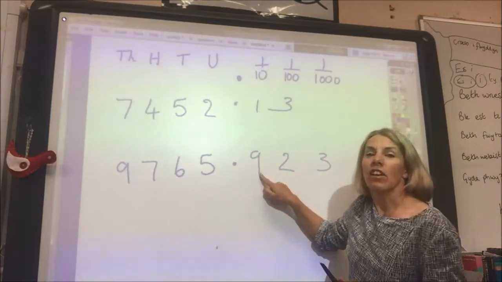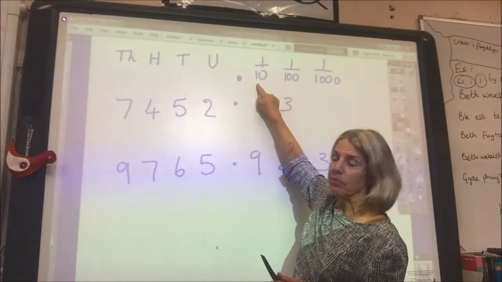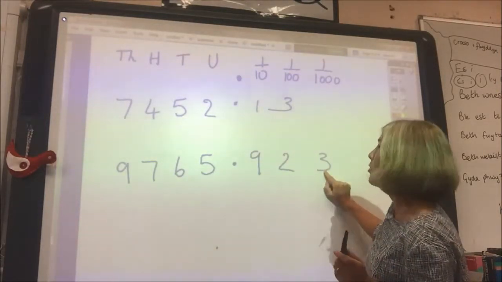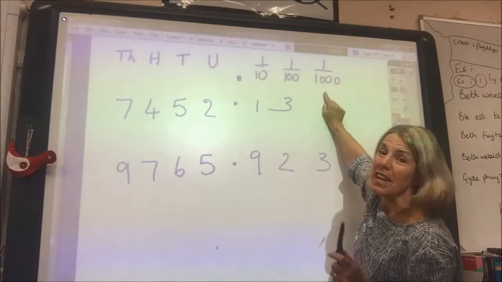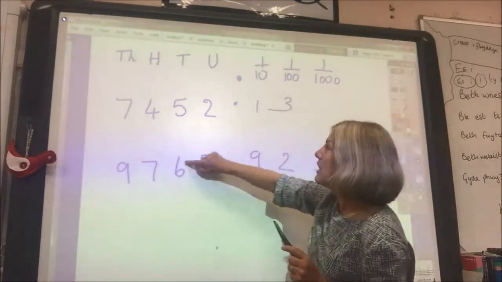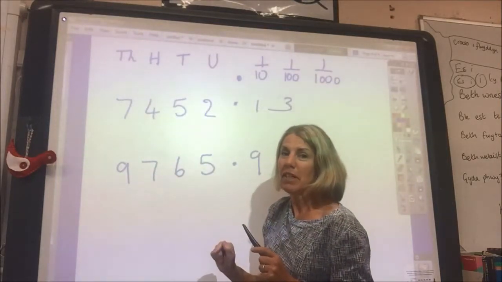Okay. In this number, the digit 9 here is doing the job of 9,000. In this 9 here, this is doing the job of 9 tenths. This is doing a tiny, tiny but very important job of just 3 thousandths, a really small number. And 2 tenths, 6 tens, and 7 hundredths. Okay, I hope that makes it clear.